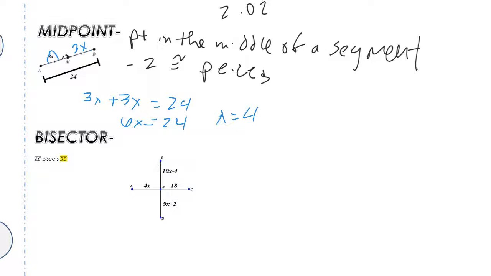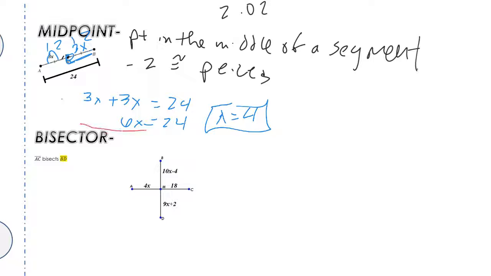Great. Quick and easy. Then if I wanted to find out how long AM is, I could plug it in here. 3 times 4 is 12. And the other piece is also 3 times 4, so that's also 12. So it's in the middle, because this piece is 12, this piece is 12, the whole thing's 24. Just makes sense. Midpoint. Easy.